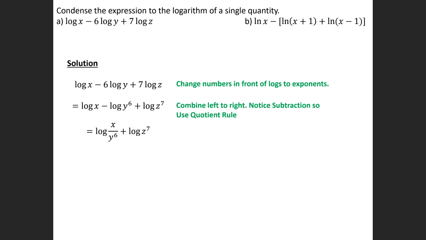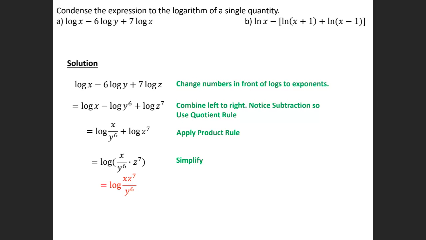Now I'm left with two logs that have the same base of 10, and this is the product property, or product rule. When I have two logs that have the same base that are being added, I'm going to multiply the inputs. So this gives me the log base 10 of x over y to the 6 times z to the 7. I can simplify just to make it a little bit prettier, and this gives me the log base 10 of x times z to the 7th divided by y to the 6th.